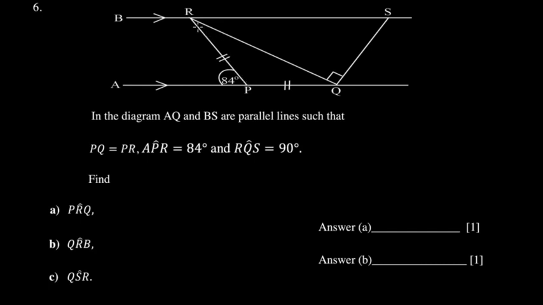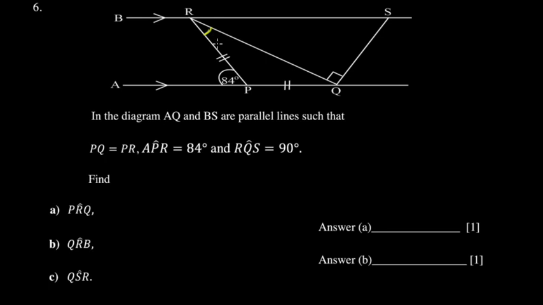PRQ is the angle that sandwiches PR and RQ, so it's obviously this one here. What's this angle? Here you notice these two marks mean this is an isosceles triangle. It simply means these two sides are equal, and it also implies that these two angles are equal.